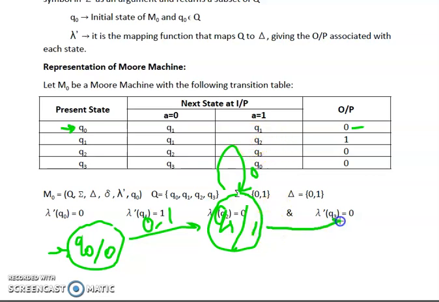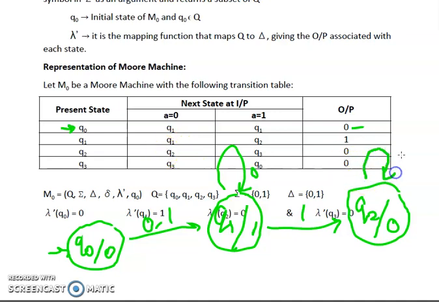Now, similarly, when we are on state Q1 and reading a 1, we are moving to state Q2. Let's check the output associated with state Q2. For state Q2, the output associated is 0, so let's write over here the output as 0. Now, let's take state Q2. When we are on state Q2 and reading a 0, we are on the same state Q2. That means there is a loop for 0 input, and then if we take the input 1, we are moving to our next state Q3.